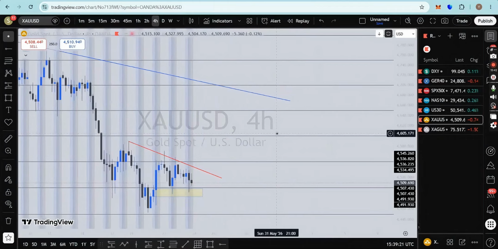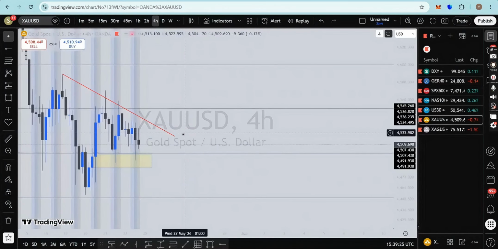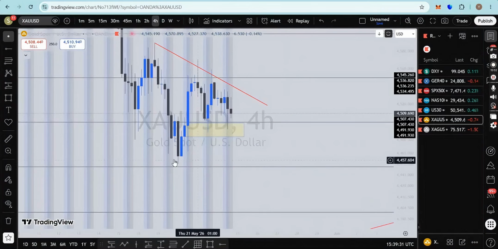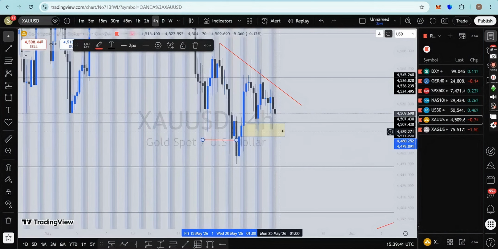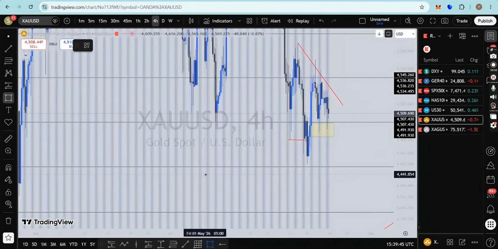Look at this zone, a beautiful demand zone. Price has been respecting this downtrend. You can see we have a break of structure here. The price has been breaking below the structure. So will this zone hold or will price break it? Let's see what we have here.